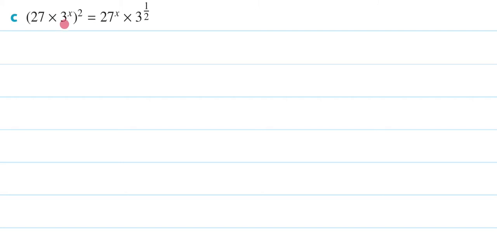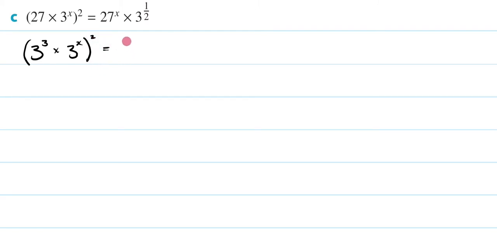The first thing I'm going to do is make sure all my bases are the same. I have 27, I have 3, I have 27, I have 3. Obviously the base that I'm going to be using is 3. 3 to the 3 is 27. I then am going to multiply that. I have 3 to the x here, and make sure you remember that this has a 2 there.